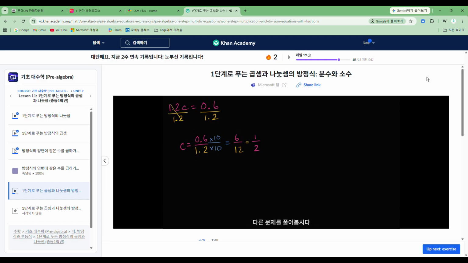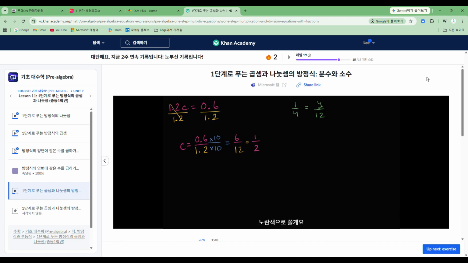Let's do another one. Let's say that we have 1 over 4 is equal to y over 12. So how do we solve for y here? So we have a y on the right-hand side, and it's being divided by 12. Well, the best way I could think of getting rid of this 12 and just having a y on the right-hand side is by multiplying both sides by 12.